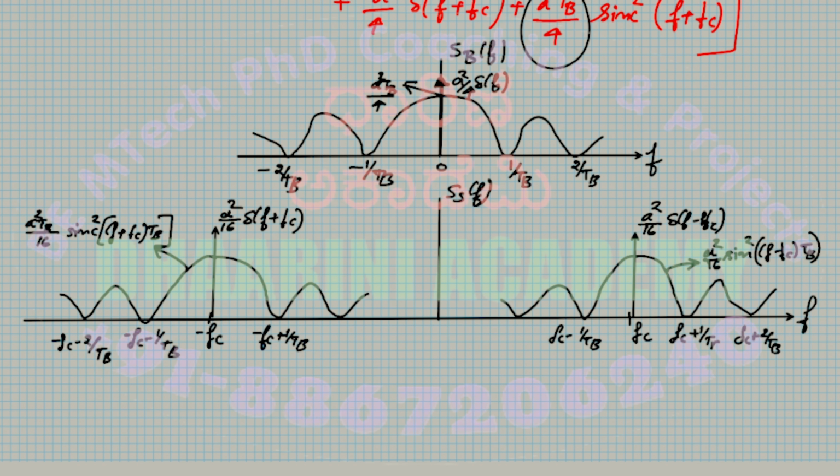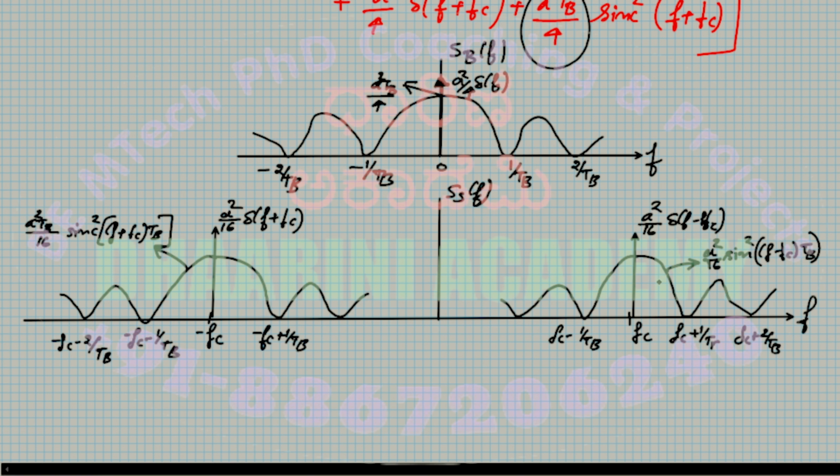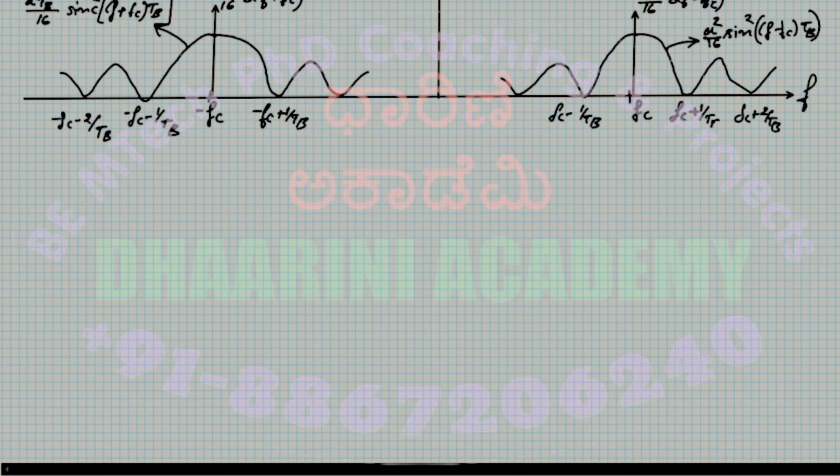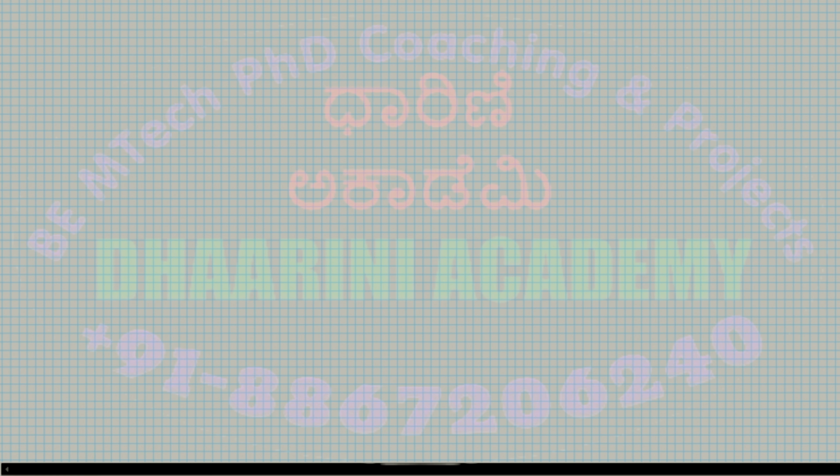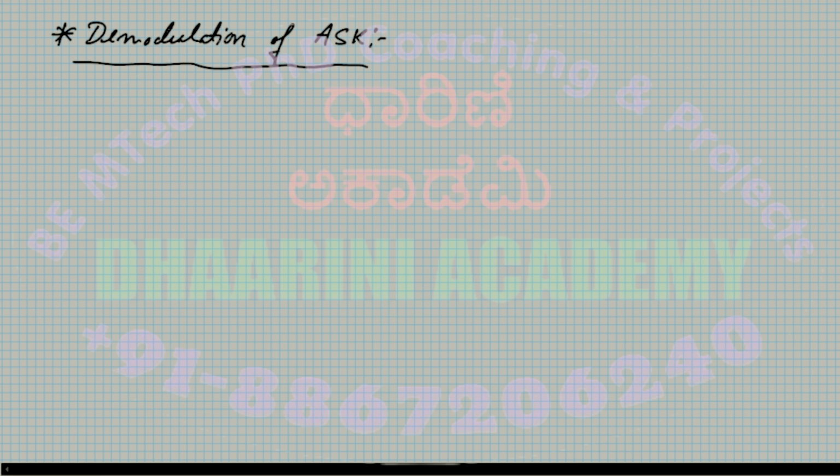In the previous session, we covered up to the power spectral density of the ASK signal, which is what we can see on the screen right now. So we'll proceed from there. Next, we'll look at the demodulation of the amplitude shift keying signal.